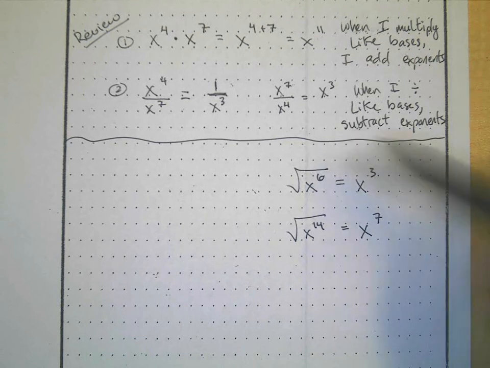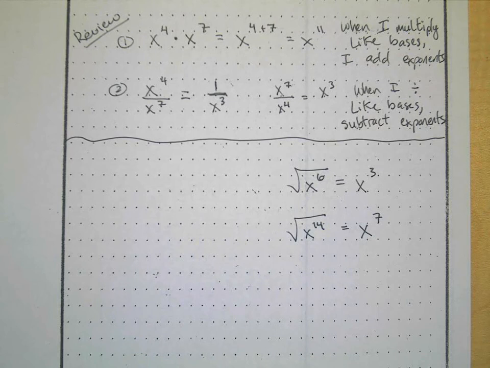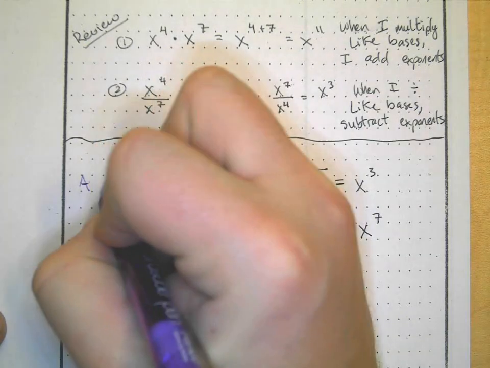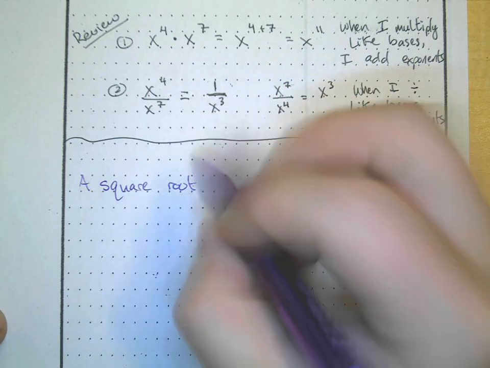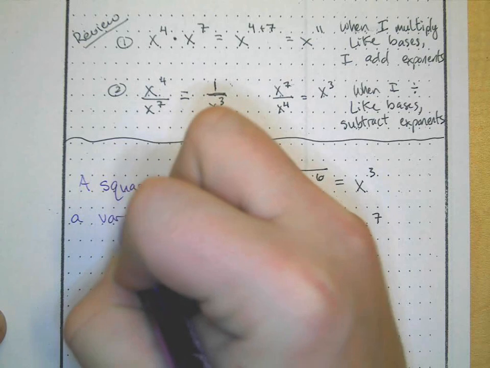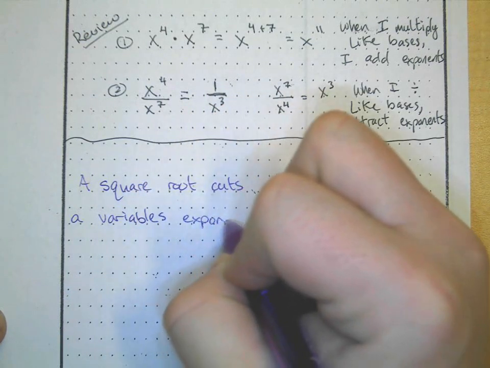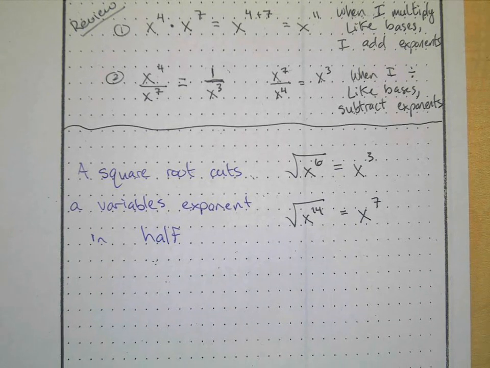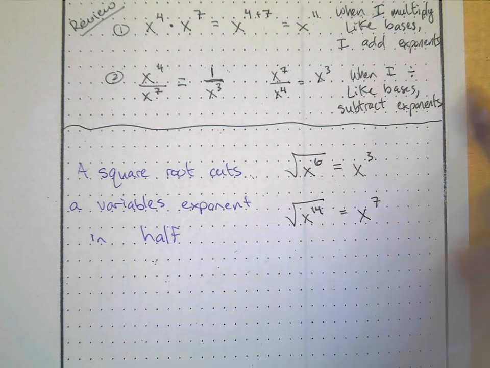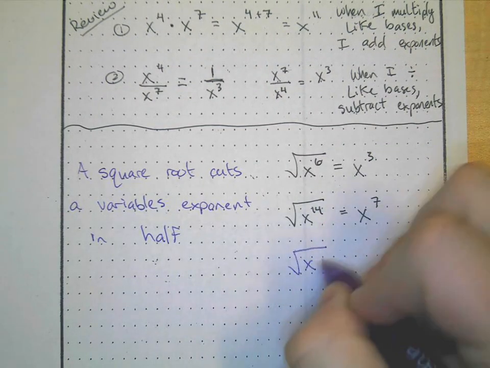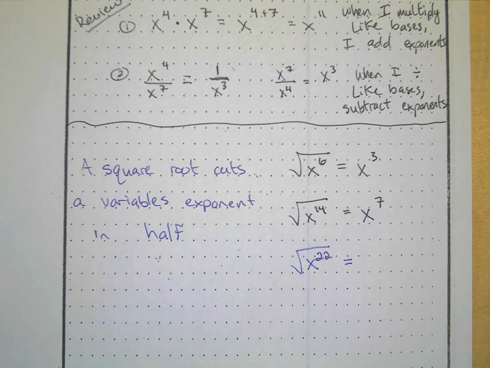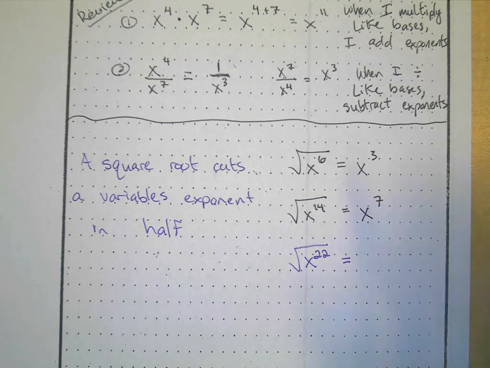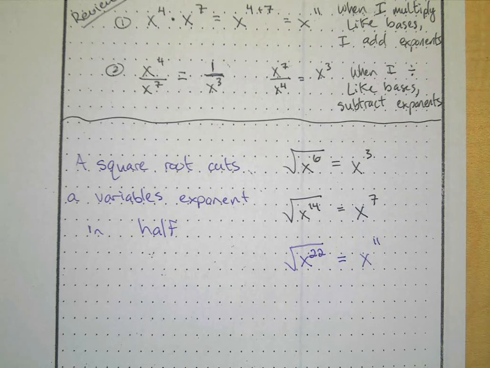So what could we say is the rule for a square root with a variable and an exponent underneath? Well, the wording I've come up with is a square root cuts a variable's exponent in half. So half of 6 is 3. Half of 14 is 7. So what would this one be? The square root of x to the 22nd power would equal x to the 11th.